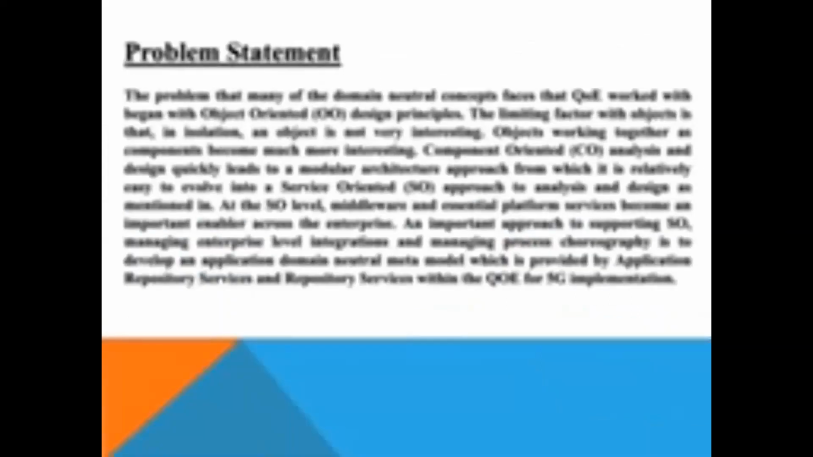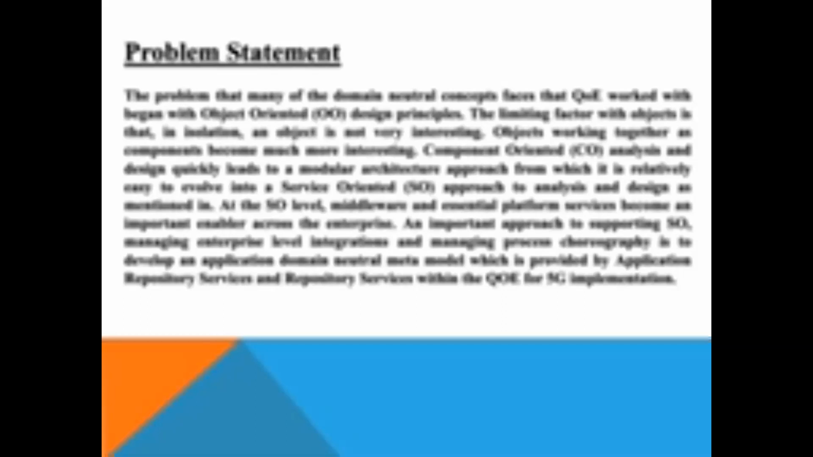The problem statement. The problem that many of the domain-neutral concepts face in QoE work began with object-oriented design principles. The limiting factor with the object is that in isolation, an object is not very interesting. Objects working together as a component become much more interesting. Component-oriented analysis and design quickly leads to a modern architecture approach, from which it is relatively easy to evolve into a service-oriented approach to analysis and design.